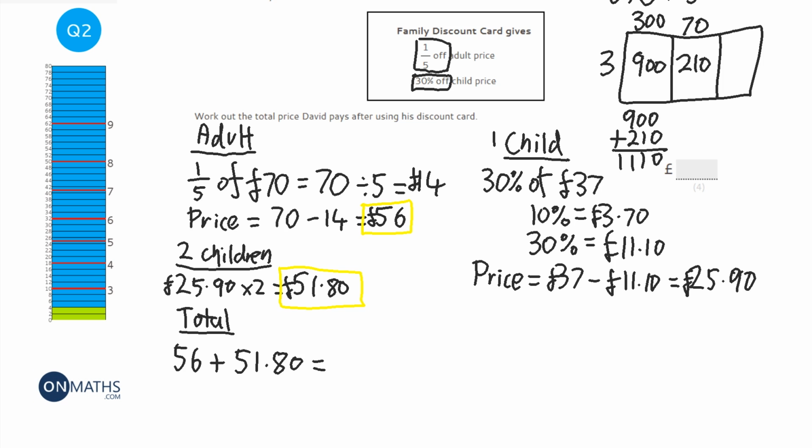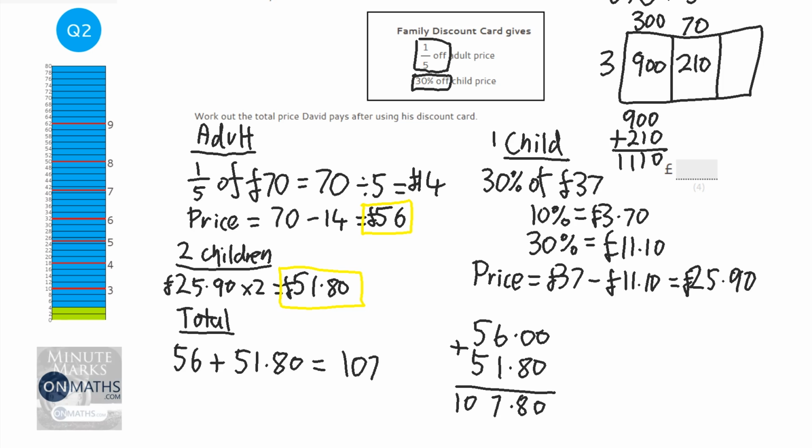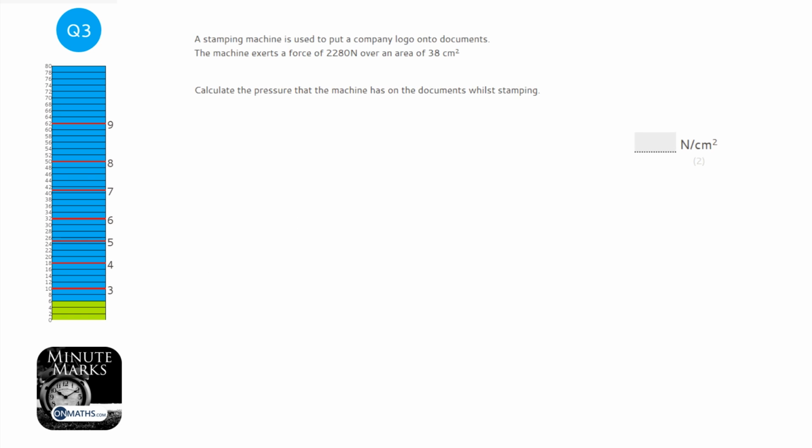And again, if you've got a calculator, you can just type it in, but let's do the column method. £1.80, and then people like putting the zeros in. So that's going to be 0, 8, 7, 10. So that's going to be £107.80. So it's £107.80. Finished.